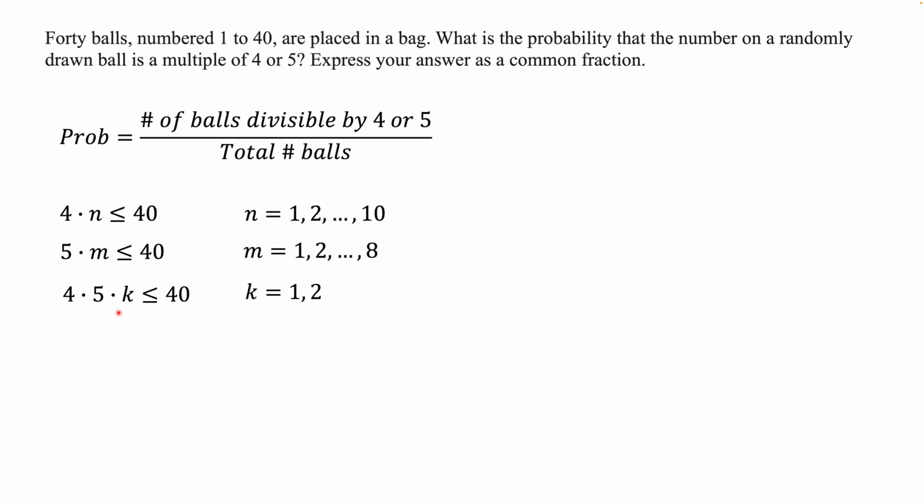So if you're interested in calculating the number of balls divisible by 4 or 5, we're going to add all the guys who are divisible by 4, there are 10 of them, add all the guys divisible by 5, there are 8 of them, and we need to subtract those 2 numbers that we double counted. And as the result, we get the number 16. There are 16 balls that have numbers divisible by 4 or 5. So in our final answer, the probability is 16/40 or 2/5.